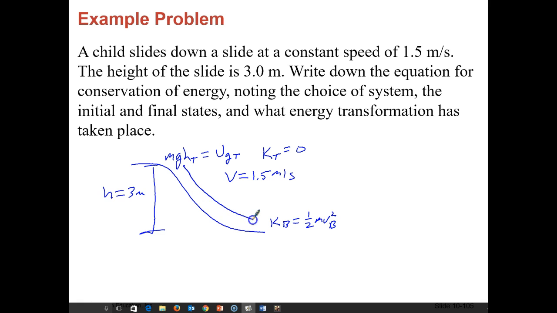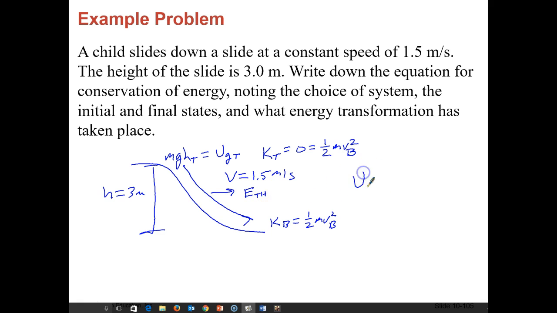So as it travels down, because the speed is the same from the top to the bottom, at the very top it's zero, but then just shortly after that it's 1/2 mv squared, but it's constant. So it's the same as the energy that you have at the bottom. So the only energy that's being given off here is thermal energy. So I'm going to put E_th.